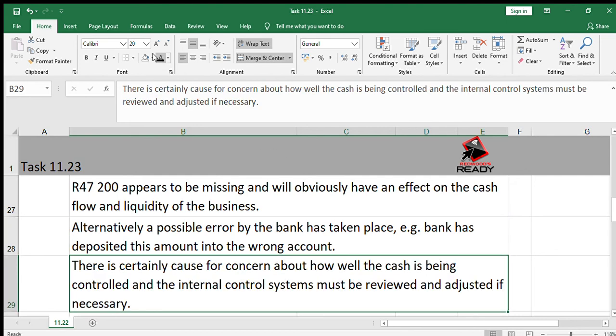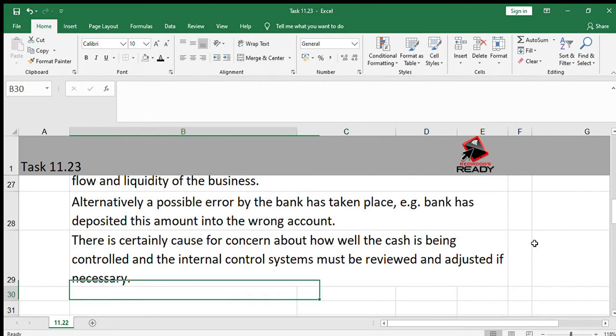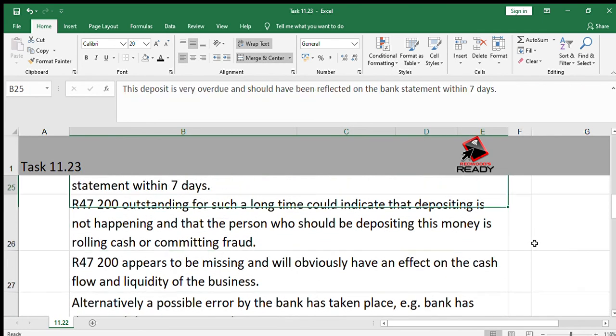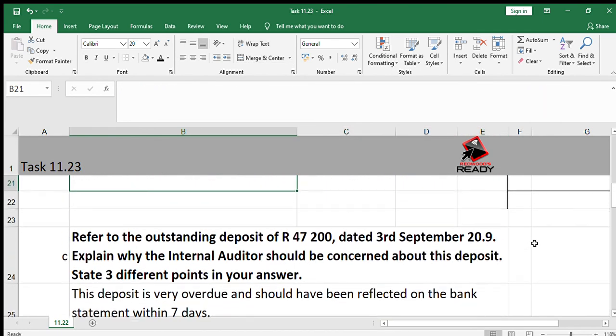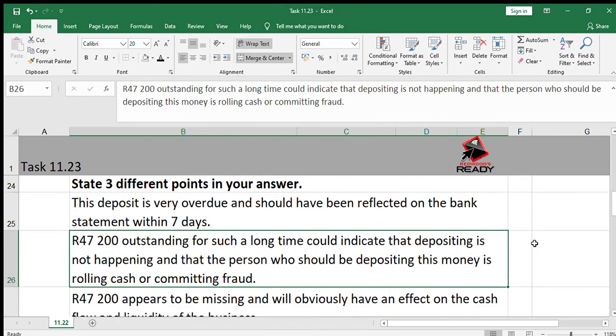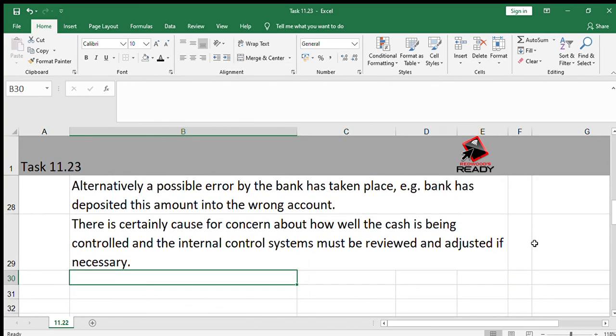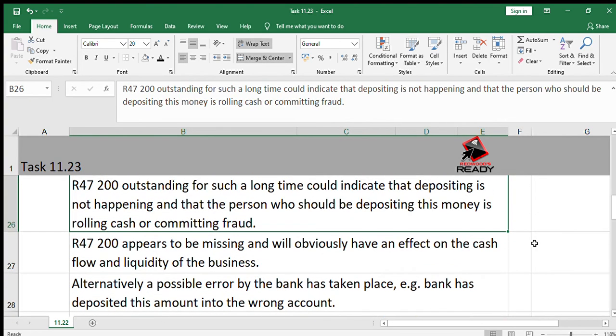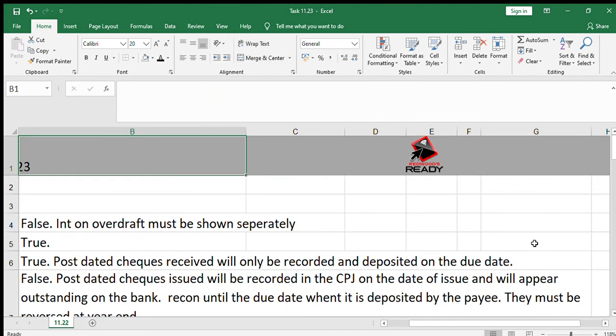Okay, there is certainly a cause for concern about how well the cash is being controlled, and the internal control system must be reviewed and adjusted if necessary. Okay, so that's a way in which you can answer a question like this. Obviously, you don't have to go into so much detail. In any exams, you can always see how many marks are allocated to this type of question. Okay, that's all for this one.